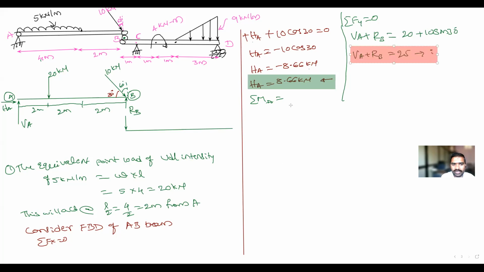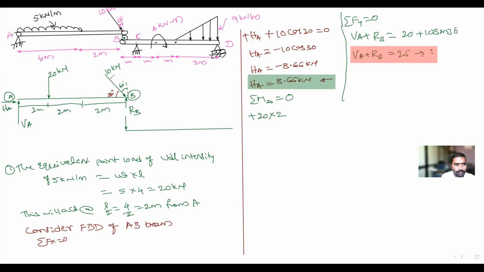Okay. Now I will consider moment about A. Moment about A is equal to 0. HA and VA are passing through the point A. Are they producing any moment? No. Then the 20 kilonewton load: 20 into 2. What is the distance from A to this 20 kilonewton load? 2 meter.